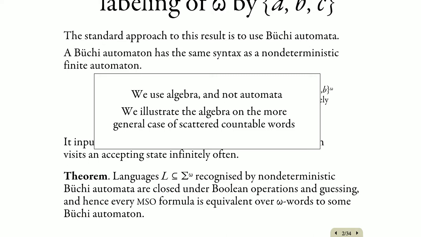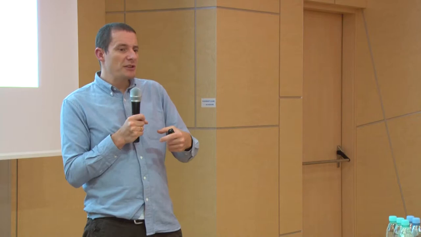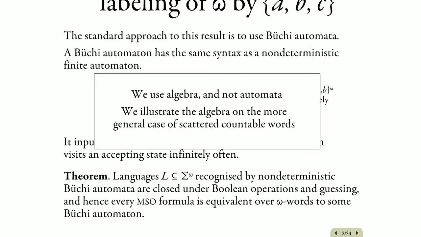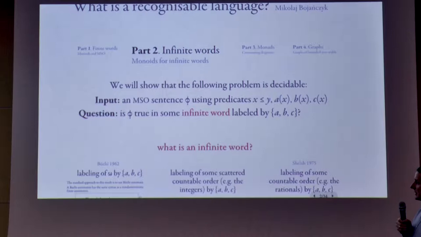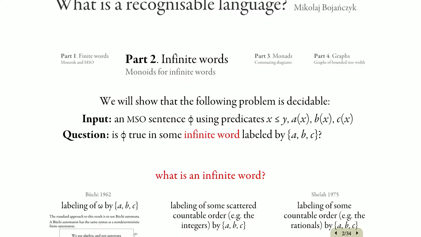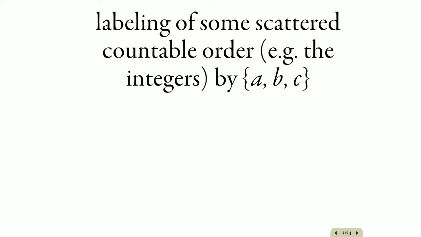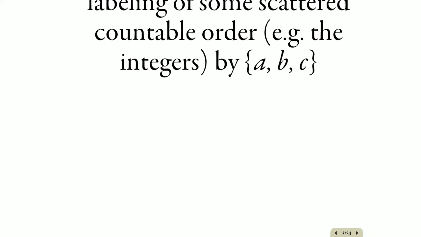And the algebra that we're going to use, we could define it for the first case, the special case of omega words, but the more general case of scattered words will be just as easy to define, and it will be a bit more elegant, so I'll just go directly there, okay? So omega words we're not going to do. We're going to go directly to these scattered countable words, and I'll explain what that is right now, okay? So let's assume for the moment that our notion of infinite word is a countable scattered order, I'll explain what that means, labeled by some letters, and it's going to cover the integers.